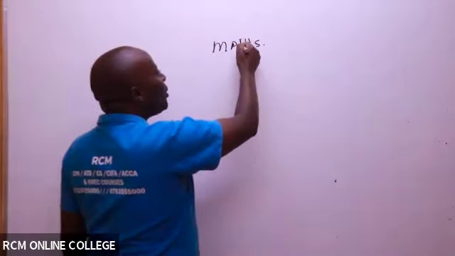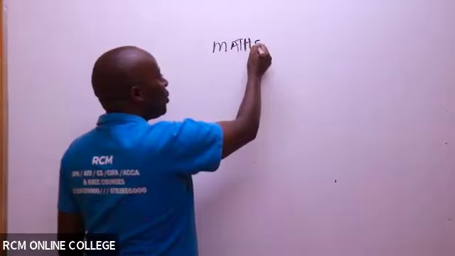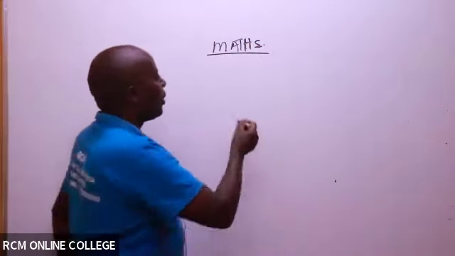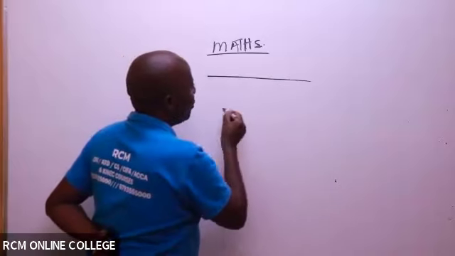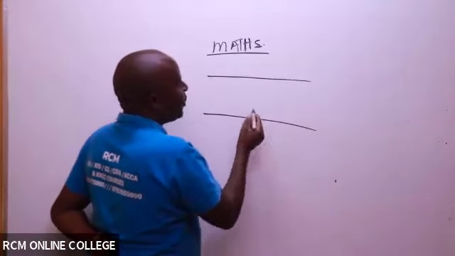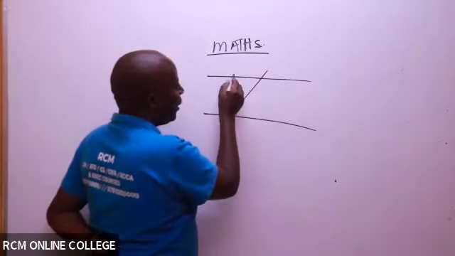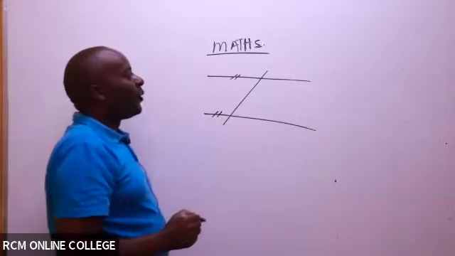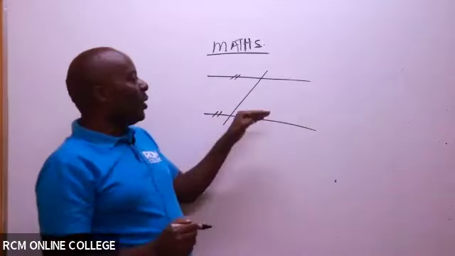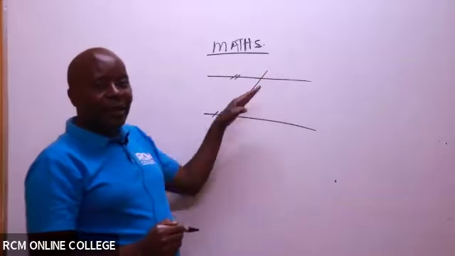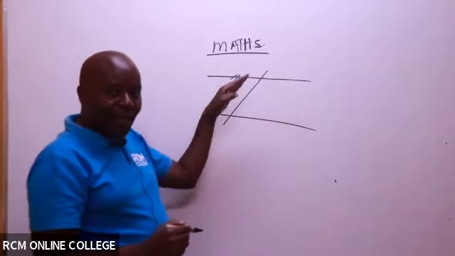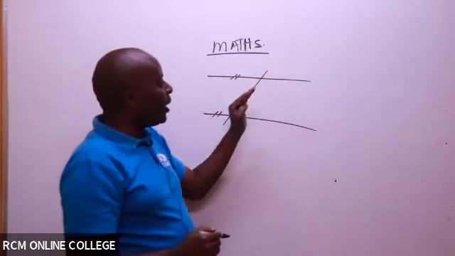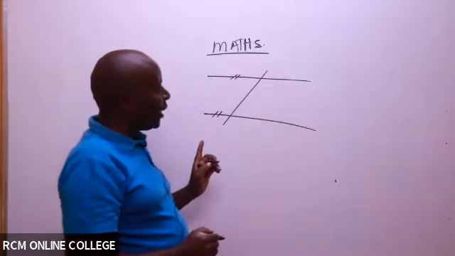Now, today I only want to teach you 3 concepts of this geometry, of these angles. You'll be able to get a question like this. You are told that these 2 lines are parallel, and then we have a transversal line. So these 2 are parallel, and then we have a transversal line.